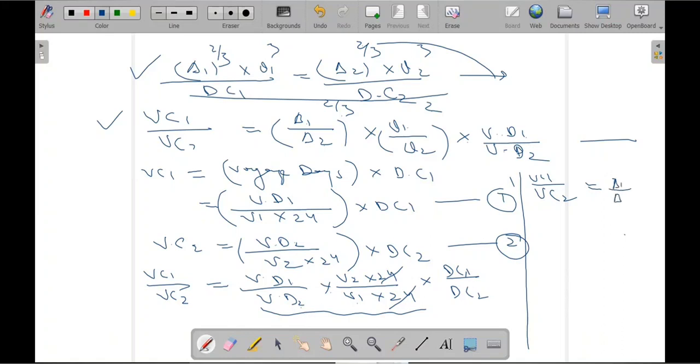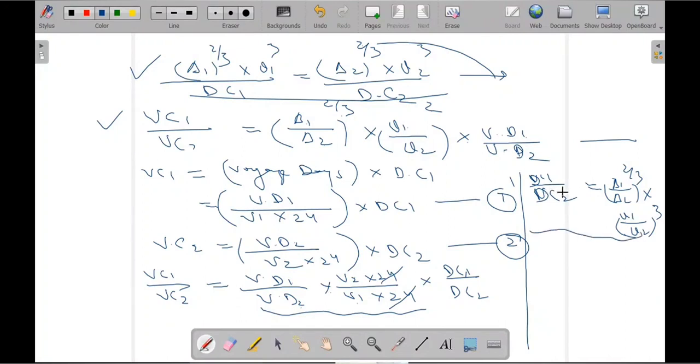delta 1 by delta 2, 2 by 3 into V1 by V2 cube. This is DC1 by DC2. Sorry, I have written DC1 by DC2 from this equation as delta 1 by delta 2 raised to power 2 by 3 into V1 by V2 cube.